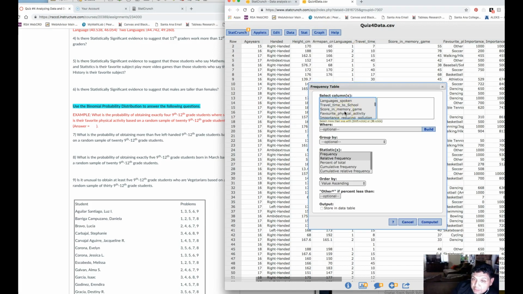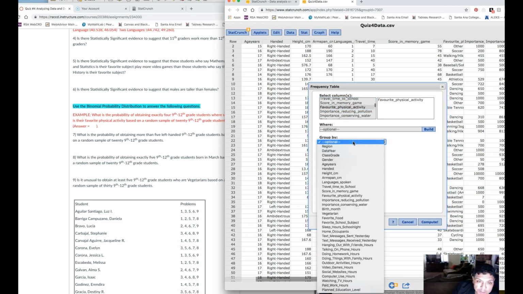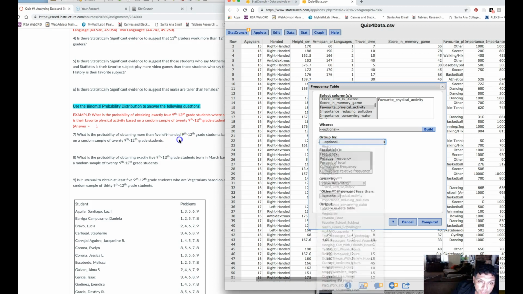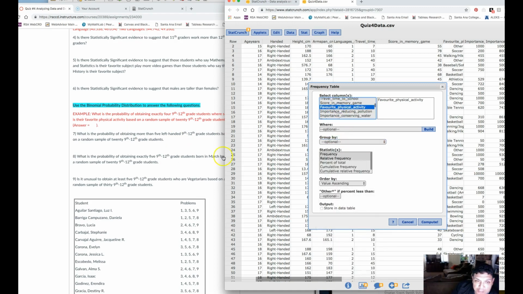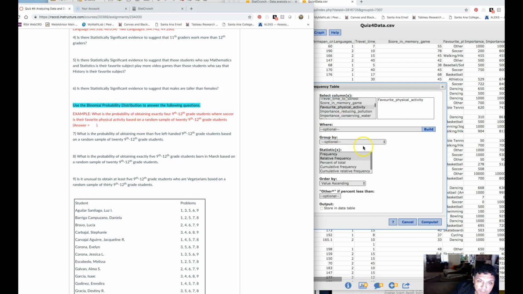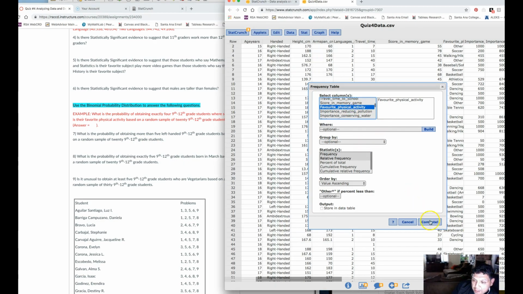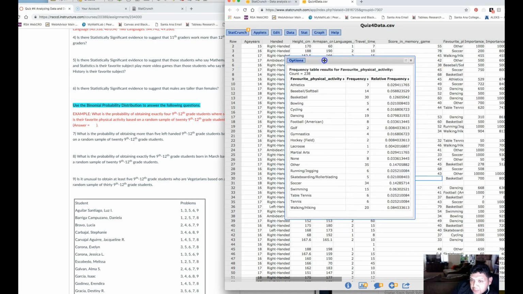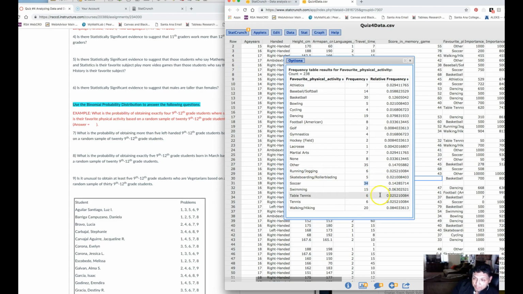In this case, I look at their favorite physical activity, and I want to group this by physical activity, exactly for now. So that's everyone. We're just going to group it by that. Then you can see here, soccer has 34, or 0.143. That is our proportion of students who choose soccer as their favorite physical activity.